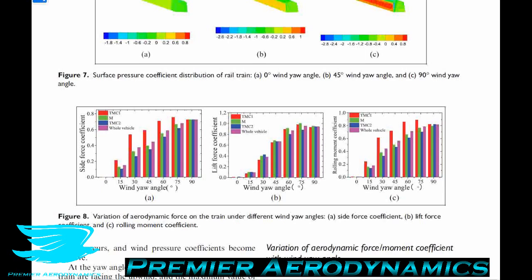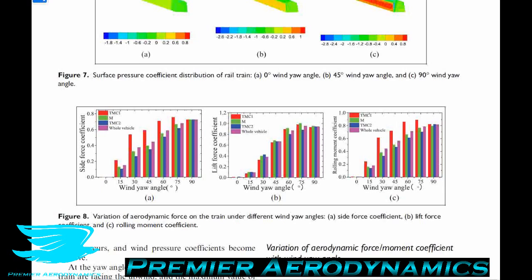90 degrees. So in other words, the side force coefficient, lift force coefficient, and rolling moment coefficient all start at 0 when the yaw angle is 0, and as you increase it to 90 degrees, they all pretty much increase by the same amount, to about 0.9, 0.8. That's quite interesting, that they all hover around the same amount. The side force and rolling moment coefficients of the middle and rear compartments are also affected with different yaw angles, but not as much.